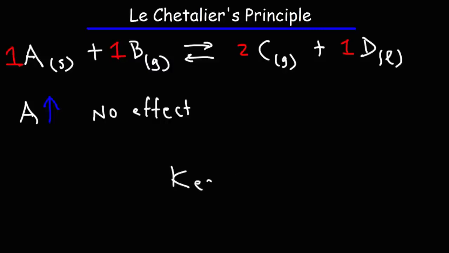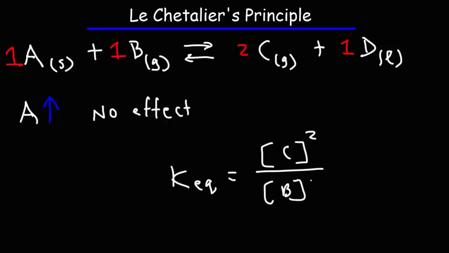Now, if you recall, the equilibrium constant K is equal to the concentration of the products divided by the concentration of the reactants. Notice that A and D are not included in the equilibrium expression. The equilibrium constant does not depend on the value of A or D because they're in the solid and liquid phase. The only thing that will affect K is gases or substances dissolved in the aqueous phase. So if it's not dissolved in an aqueous solution or if it's not a gas, it's not going to be included in the equilibrium expression.